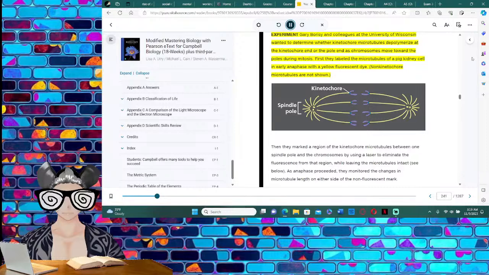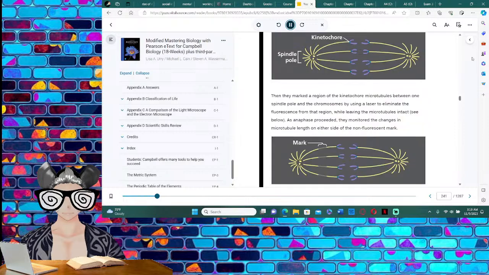Experiment. Gary Borisy and colleagues at the University of Wisconsin wanted to determine whether kinetochore microtubules depolymerize at the kinetochore end or the pole end as chromosomes move toward the poles during mitosis. First, they labeled the microtubules of a pig kidney cell in early anaphase with a yellow fluorescent dye. Non-kinetochore microtubules are not shown. A diagram of a cell's kinetochore microtubules has kinetochore ends and spindle poles labeled and microtubules colored yellow.